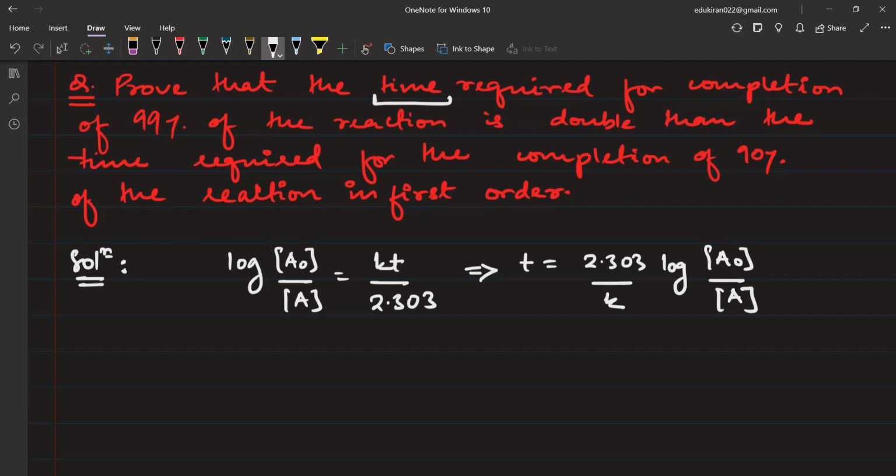Write these two lines only. log A naught upon A is equal to kt upon 2.303, and here t is equal to what? 2.303 upon k log A naught upon A.